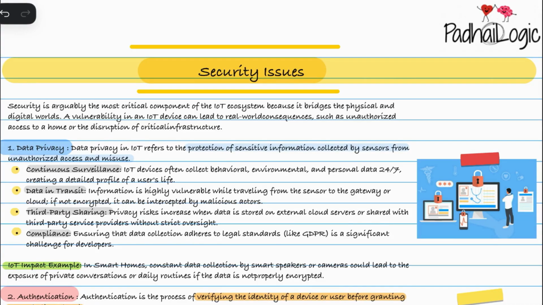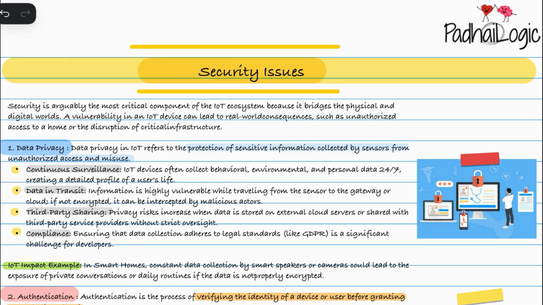Now let's move on to the single most critical part of Unit 4, that is IoT security issues. This is an absolute favorite for external examiners. Why? Because when a software bug happens on a computer, you lose the data, right? But when an IoT device gets hacked, physical things break in the real world. So someone can unlock your front door, right? Or shut down a city power grid. That is why it becomes a major challenge, and it is very important to address it.